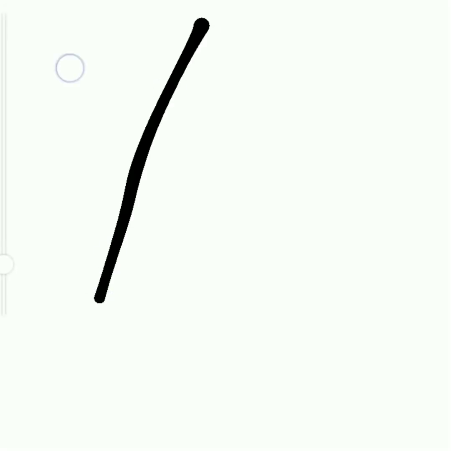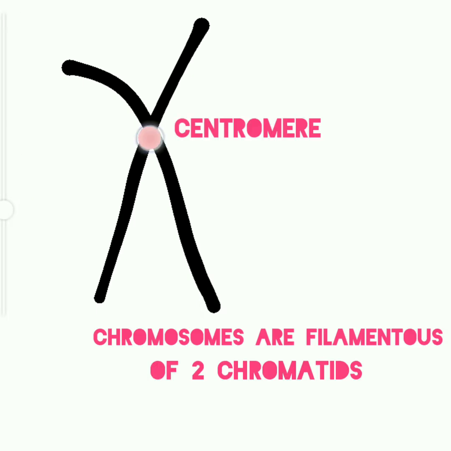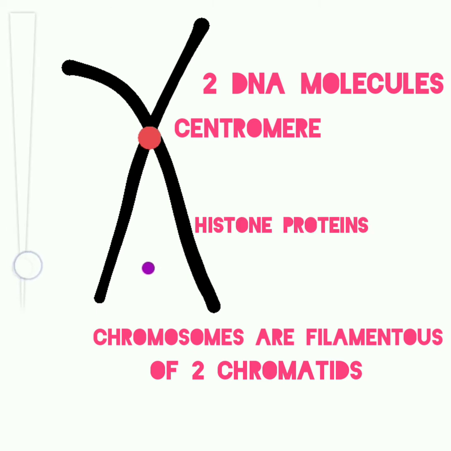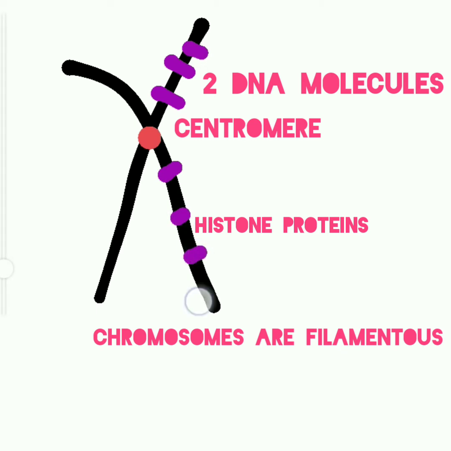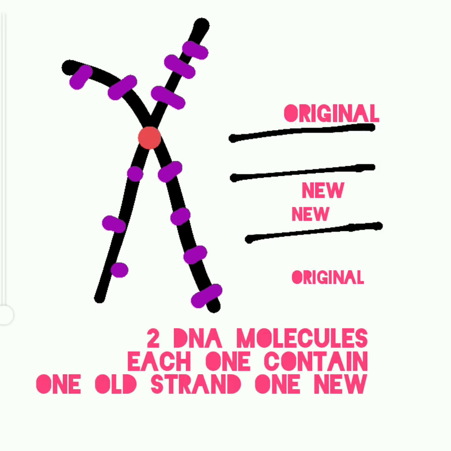During the G2 phase, the chromosomes are filaments of two chromatids. It's made up of two DNA molecules, a centromere, and histone protein, and the two DNA molecules each contain one original strand and one new strand, as we see in this drawing.